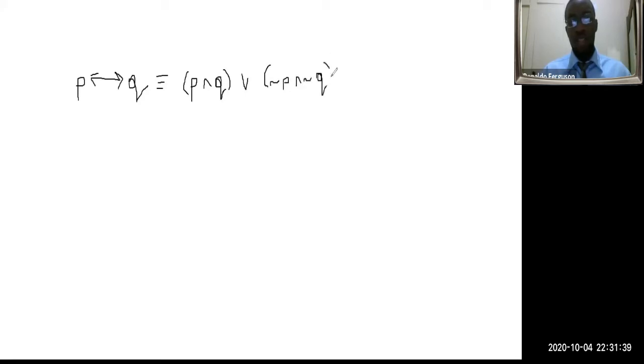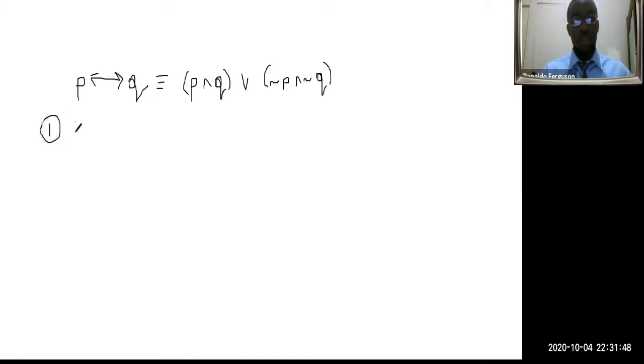Alright? So we've just deduced that the biconditional statement P if and only if Q is logically equivalent to P and Q or not P and not Q. We've just deduced that, right? So now we're going to prove the negation statement. So let's start with the proof now.